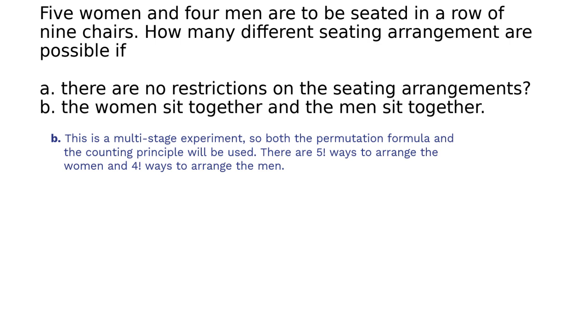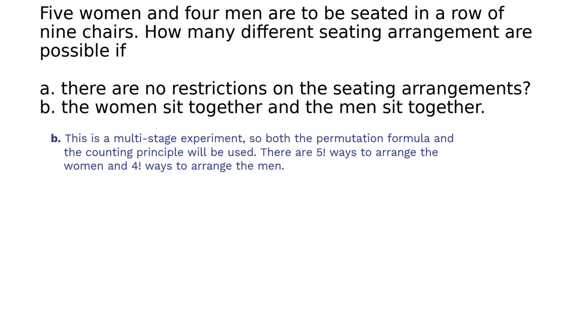Okay, so for the next one, we have: how many different seating arrangements are possible if the women sit together and the men sit together. So now we're looking at something a little bit different, right? Now the women want to sit together and the men want to sit together. And this is what we call a multi-stage experiment. So the permutation formula and counting principles will be used.